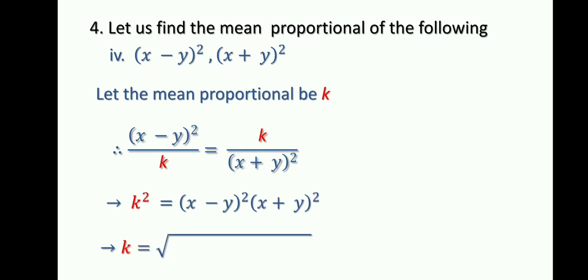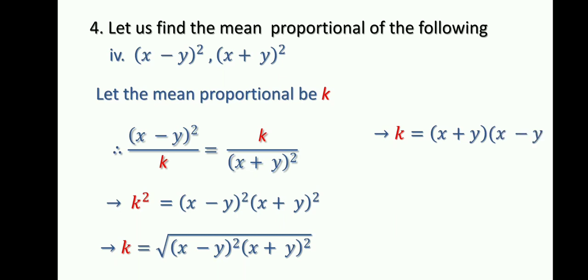Square goes to the right hand side and becomes root. Since both the terms inside the root have squares, the square and the root get cancelled. And this is what we are left with, x plus y and x minus y, which again is a plus b into a minus b, which can be written as a square minus b square, x square minus y square.